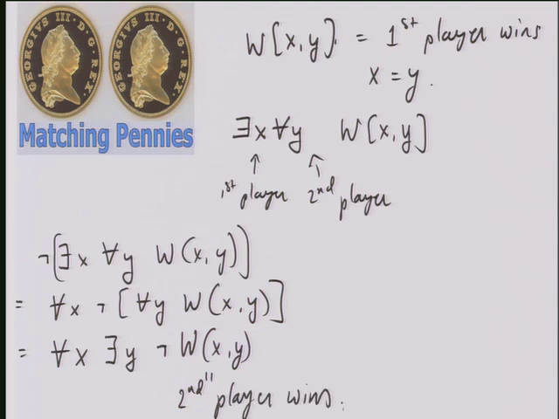Okay, so what's this statement telling us? It's telling us that the second player has a winning strategy, because it says no matter what the first player plays, there's something that the second player can do. There's a move that the second player can make which wins the game. Okay. So now, which one do you think has the winning strategy in this matching pennies game?